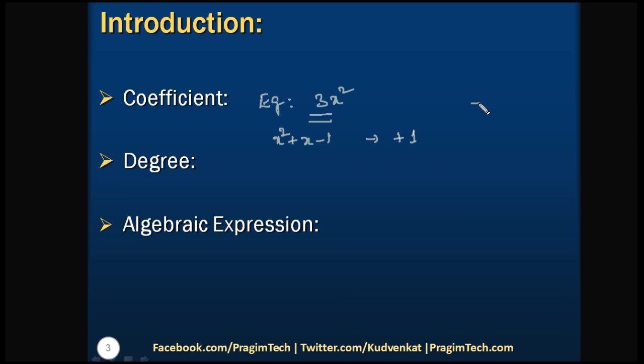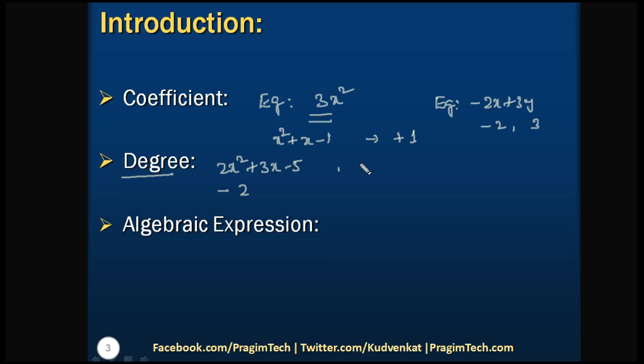If I take one more example, -2x + 3y. So in this case, the coefficient of x is -2. Similarly, coefficient of y is 3. Right, students? The next term is degree. The degree is nothing but highest exponent of a variable. Let's take one example, 2x² + 3x - 5. If you observe here, the exponent, that is power of the variable x, is 2 and this is highest. So the degree of this expression is 2.